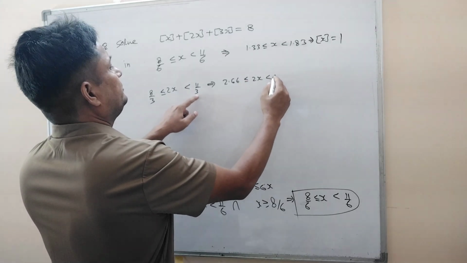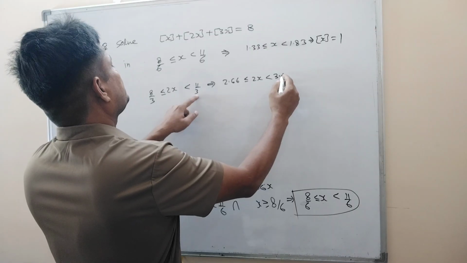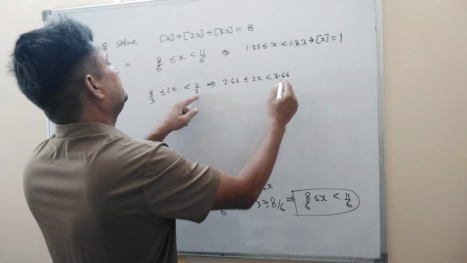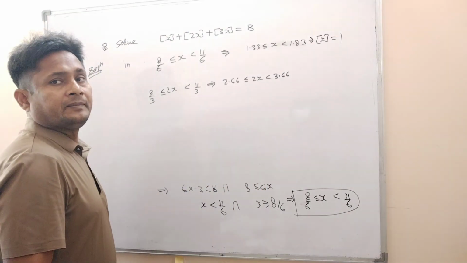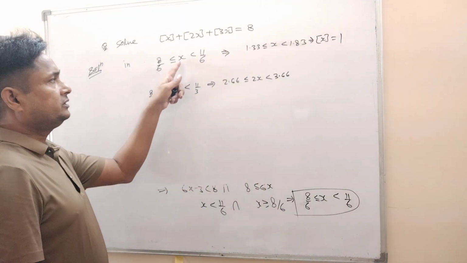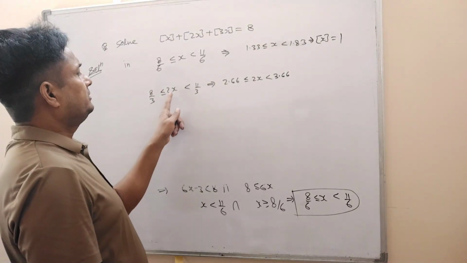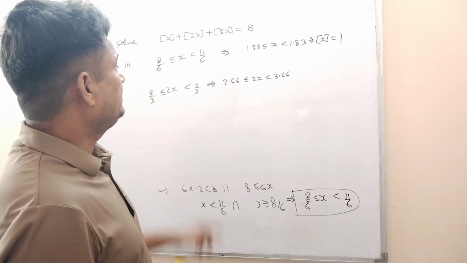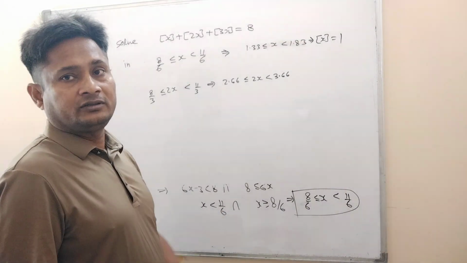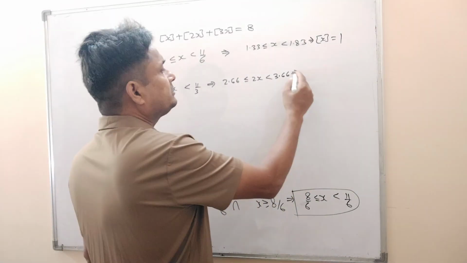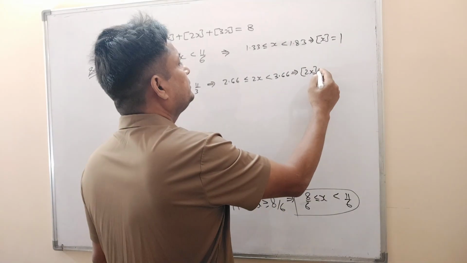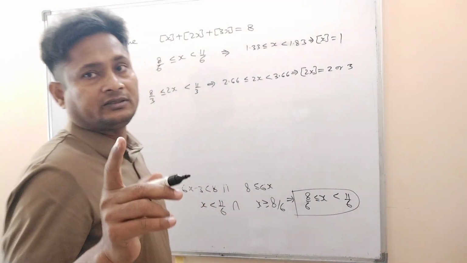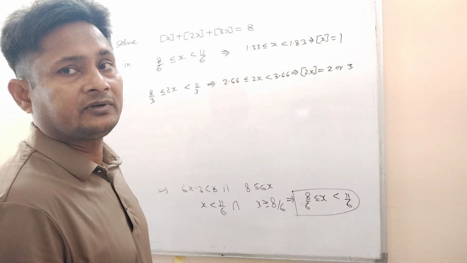This will be 3.66, right? If you find the value of 2x from here, multiply both sides by 2, then 2x will lie between 8 by 3 to 11 by 3. And if you divide this, the value will be what? If you take the greatest integer of 2x, then it will give you either 2 or 3, right?